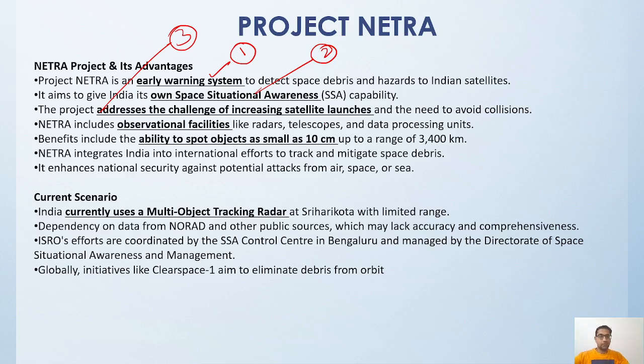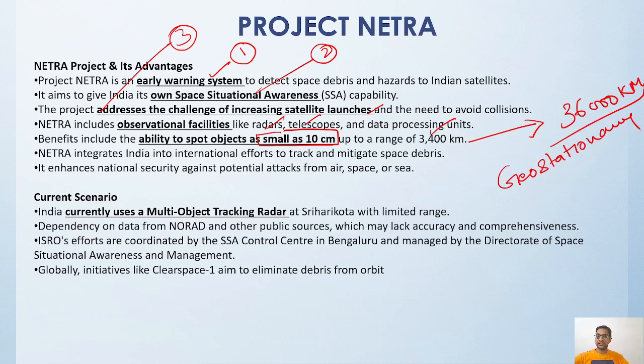So we have all our observation facilities like radar, telescope, data processing unit, with the ability to spot objects close to 10 centimeters up to a range of 3400 kilometers. We are expecting to increase it to 36,000 kilometers, where all our geostationary communication satellites are placed. We are also collaborating internationally, and this will enhance our national security at large.